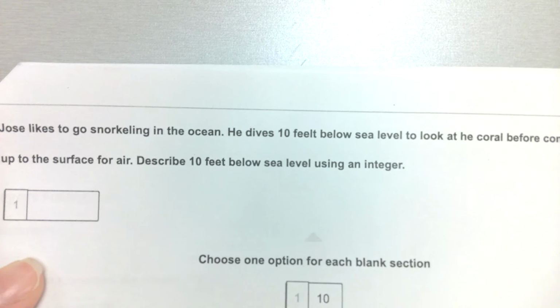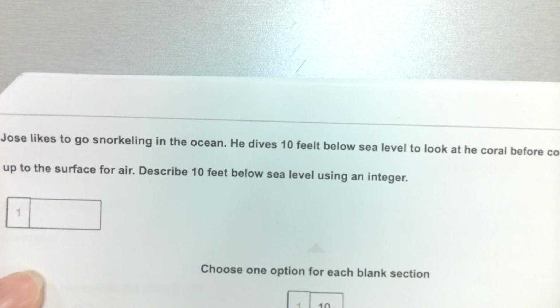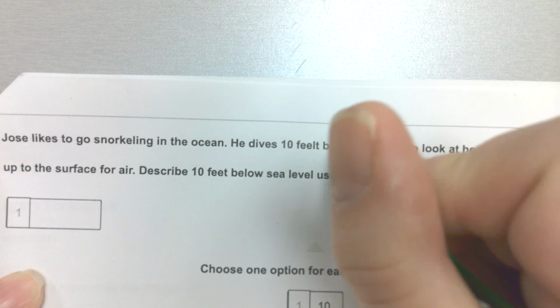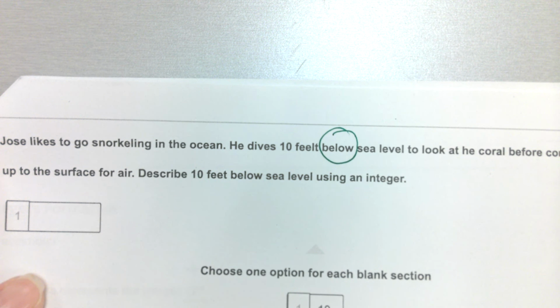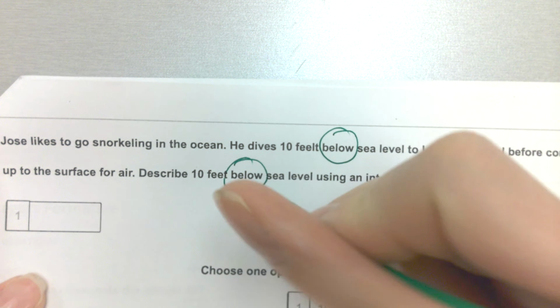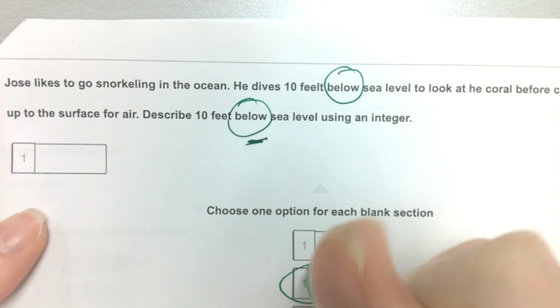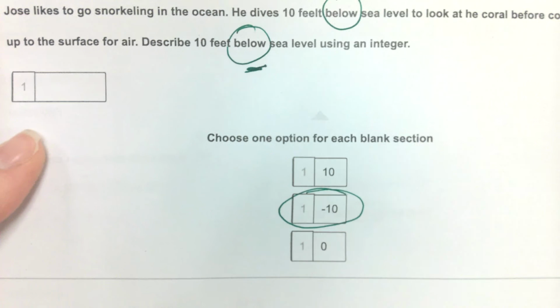And the last one, Jose likes to go snorkeling in the ocean. He dives 10 feet below sea level to look at the coral before coming back up to the surface for air. Describe 10 feet below sea level using an integer. Below is a keyword that it's going to be a negative number. So here we should be choosing negative 10.